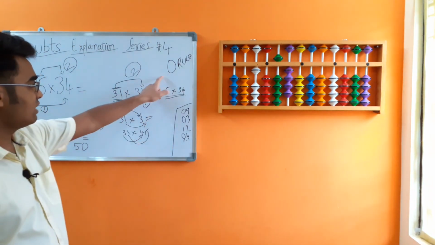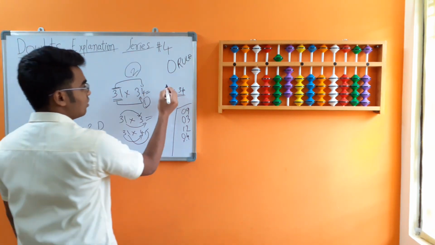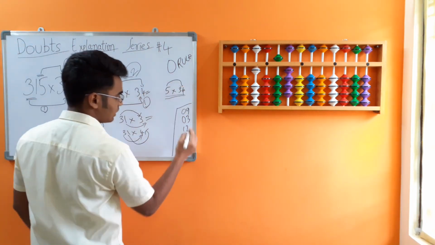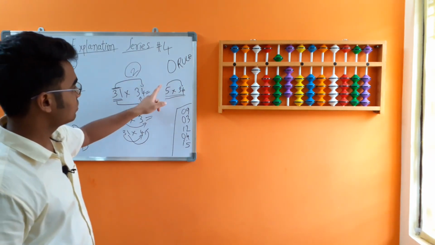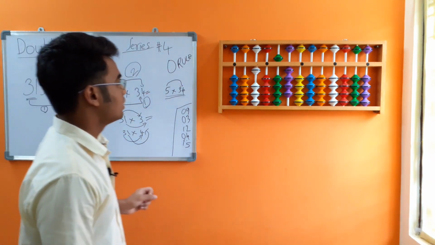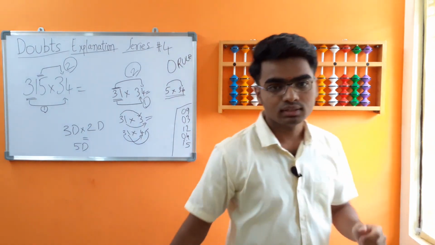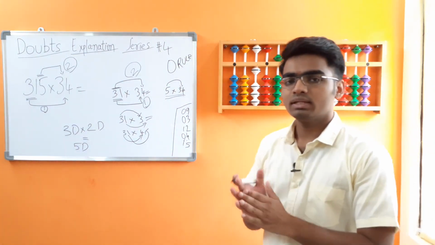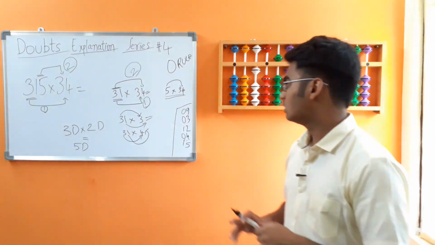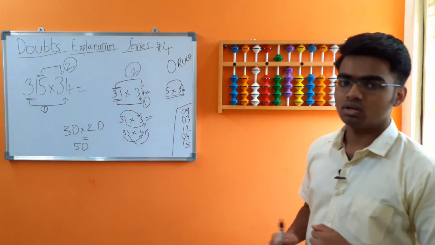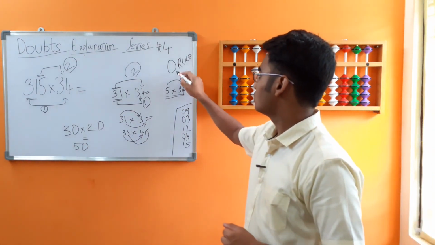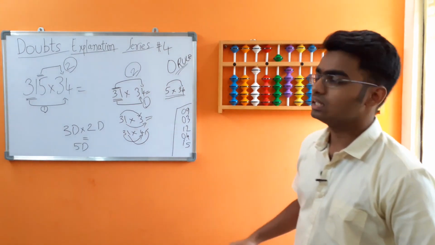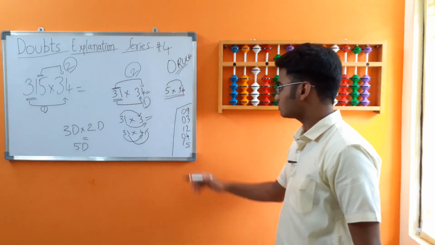Next part we have 5 into 34. 5 into 3 is 15. We are done with this part, right? We are going to do the next part. Now here the trick, where many kids commit mistakes, is the placing of numbers on the rods. This has to be done very carefully, especially when zero rule is in action.